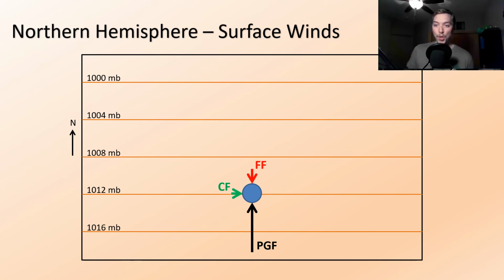The force of friction is pushing opposite the direction of motion. Okay, so as the pressure gradient force is stronger than the Coriolis force and the friction force, that molecule is being pushed from higher to lower pressure. The direction of the Coriolis and friction forces remain constant relative to the direction of travel.